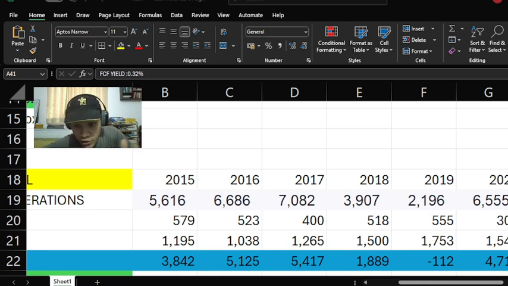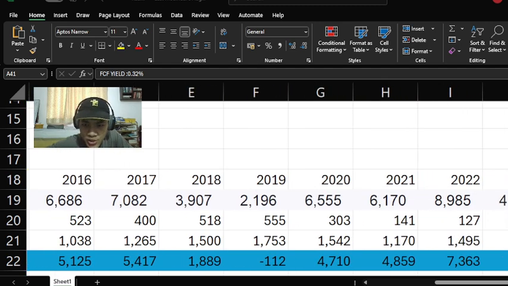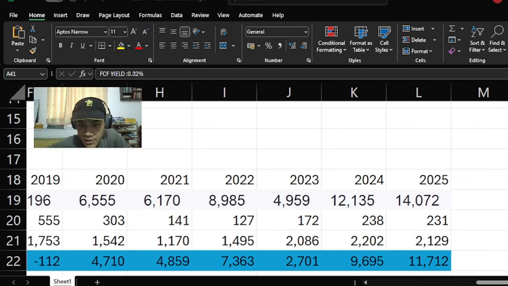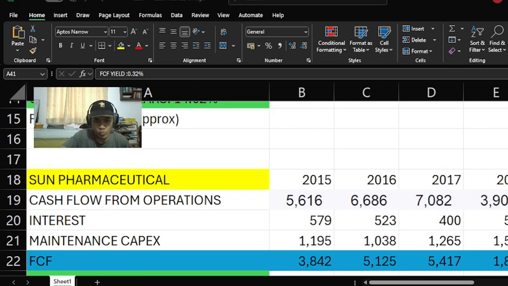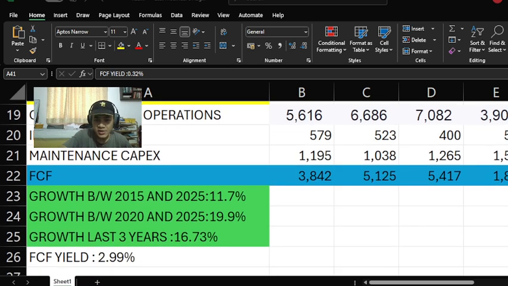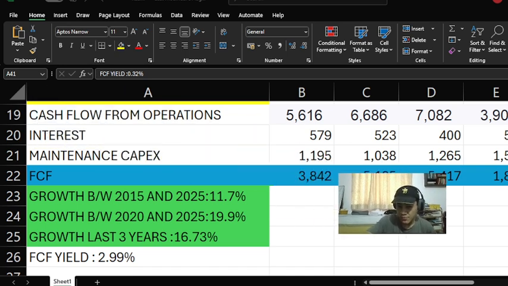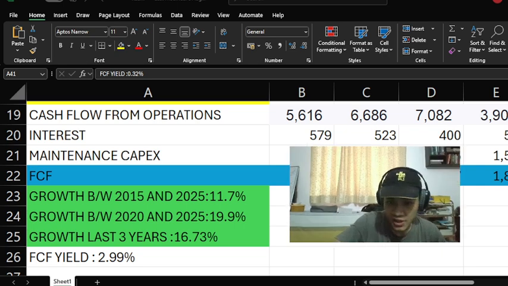2017, it reached 5,400 crores. In 2018, there was a drop. 2019, it went negative. In 2020 onwards, we saw a recovery basically, except 2023, a small dip. But since 2020, we have just seen a massive recovery in the free cash flow of Sun Pharmaceutical Industries. All right. So the growth between 2015 and 2025 was 11.7%. Oh, double digits free cash flow growth, pretty nice.